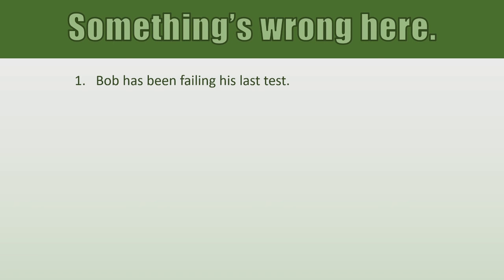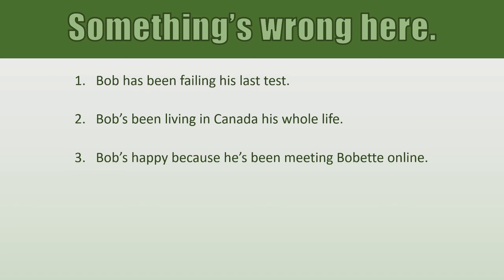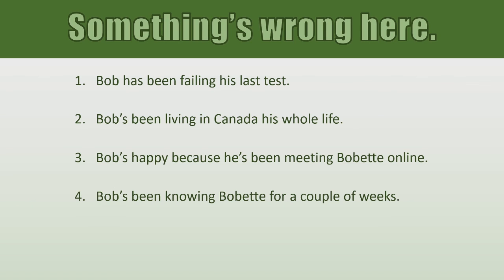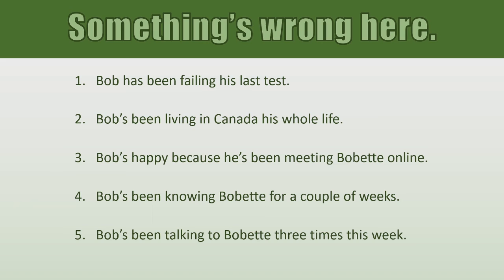Number 1, Bob has been failing his last test. Number 2, Bob's been living in Canada his whole life. Number 3, Bob's happy because he's been meeting Bobette online. Number 4, Bob's been knowing Bobette for a couple of weeks. Number 5, Bob's been talking to Bobette 3 times this week. So I'll give you 5 seconds. If it's not enough time, don't worry. You can pause the video here. So here's your 5-second countdown.